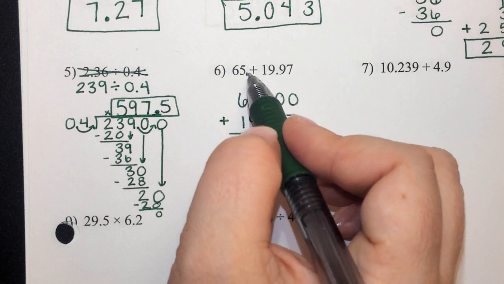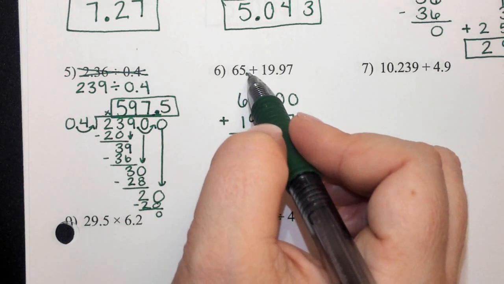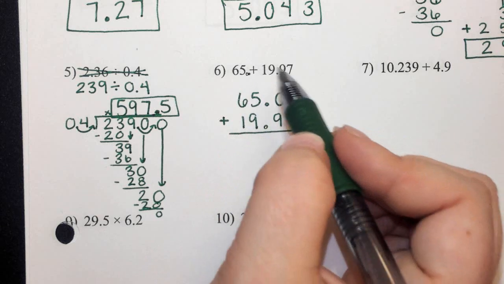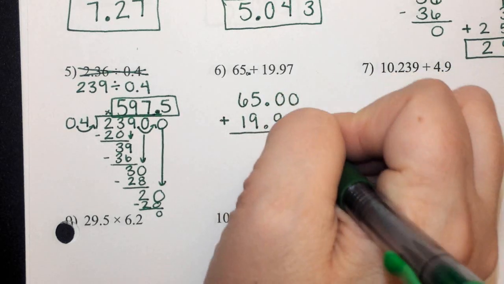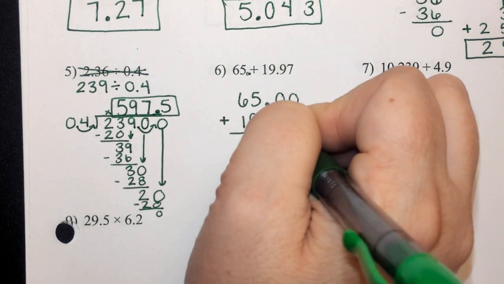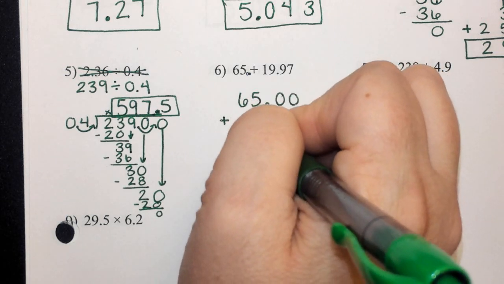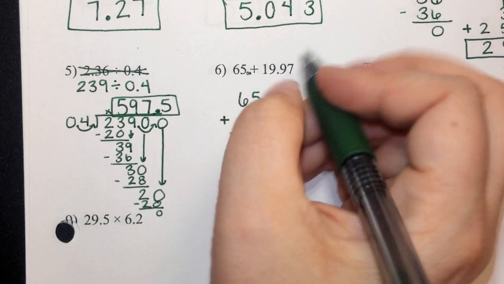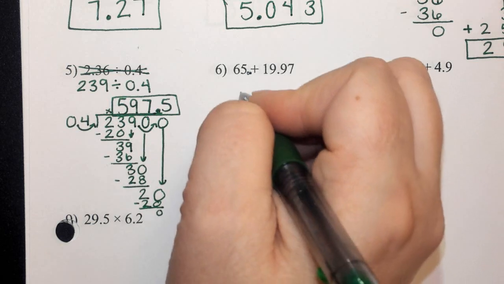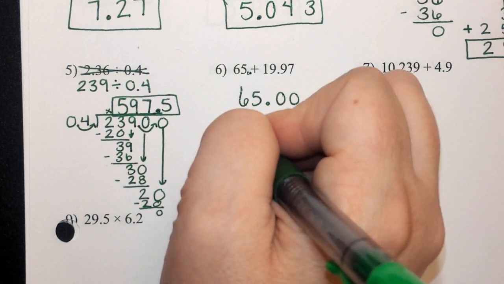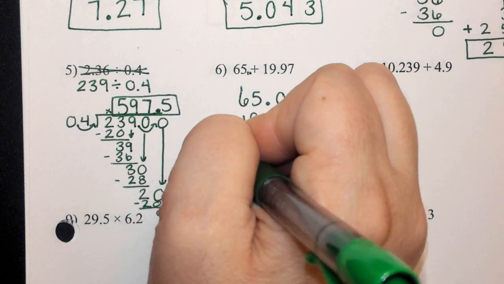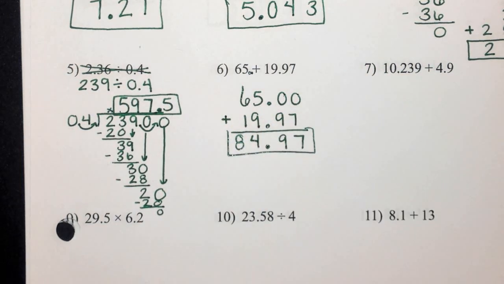That, I can promise you, there is a question on your 9 weeks test where you have to add a decimal after the whole number. Okay. All right. 0 plus 7 is? 0 plus 9? Keep our decimal. Remember, it's in a line. Keep it there. 5 plus 9? 14. We're going to carry the 1. 1, 6, and 1 is 8. So I get 84.97.